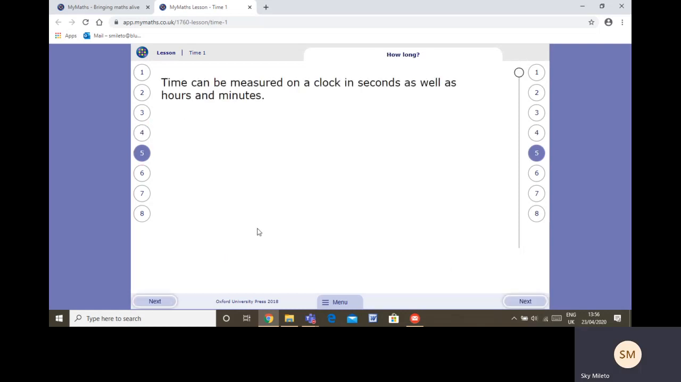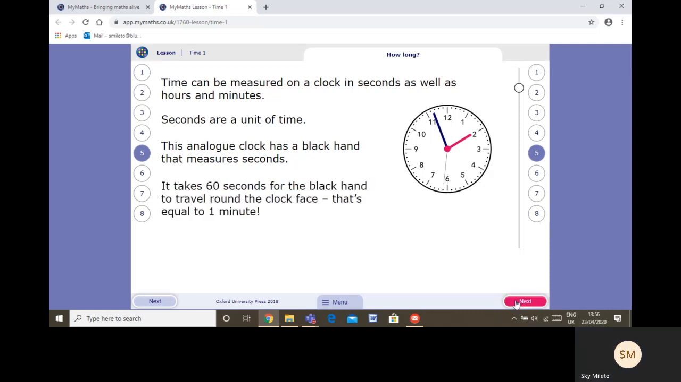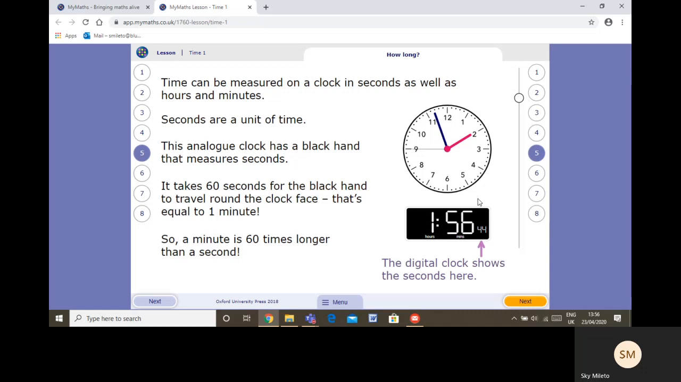So time can be measured on a clock in seconds as well as hours and minutes. And we saw all the seconds tick back yesterday. This analog clock has a black hand that measures a second. Okay, black hand, sorry, I was thinking blank, it's not coloured. It's a very thin one though. Usually they are red hands for the second hand. It goes around 60 times to make 1 minute. Then you can sometimes see on a digital clock it adding up.